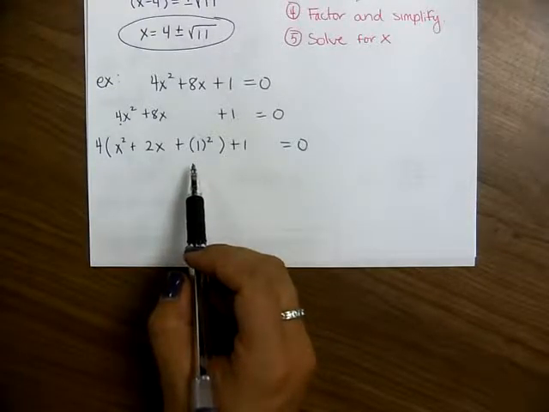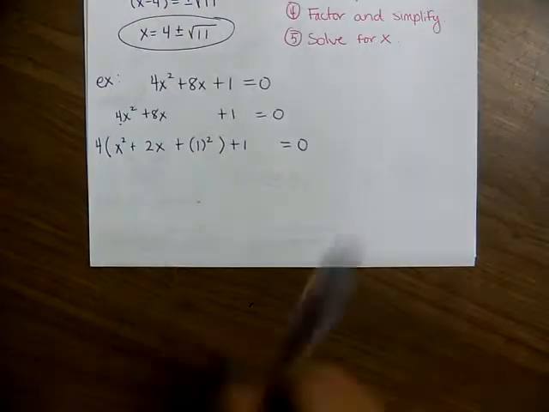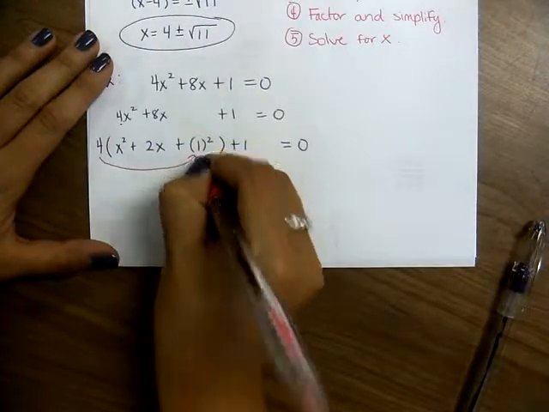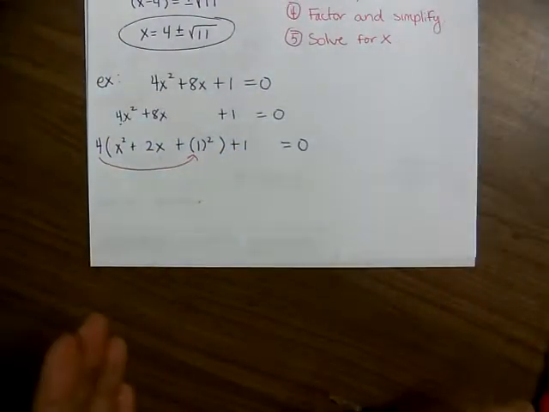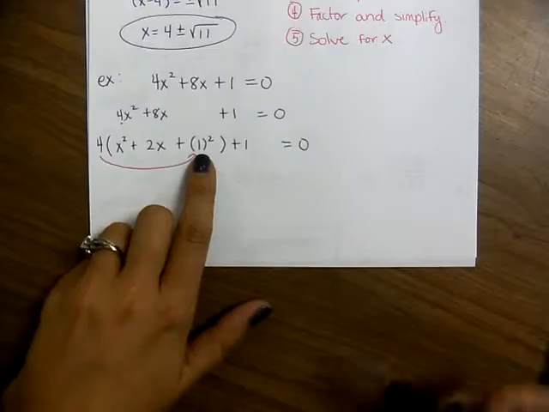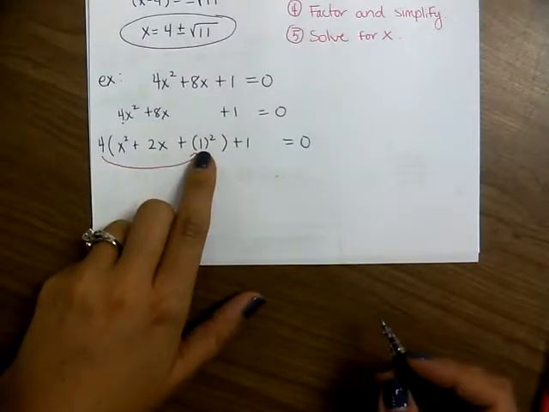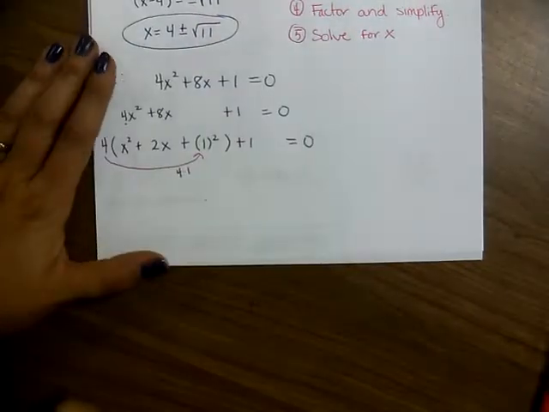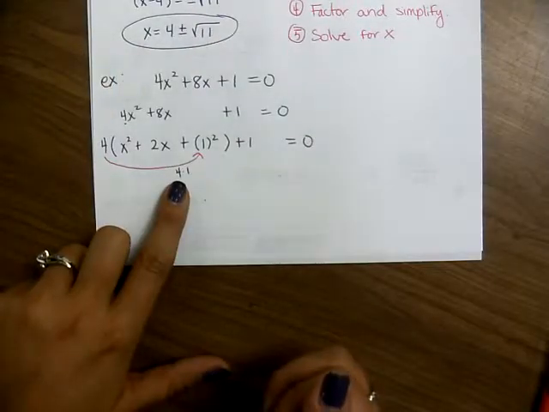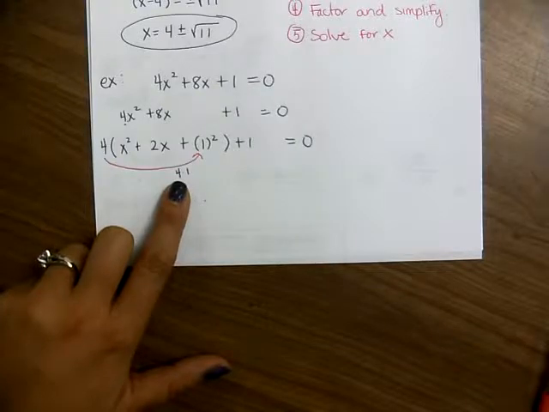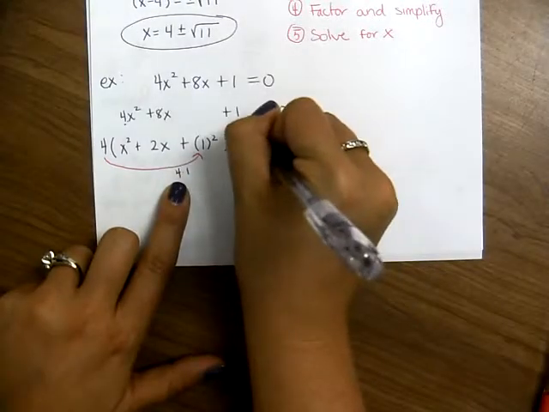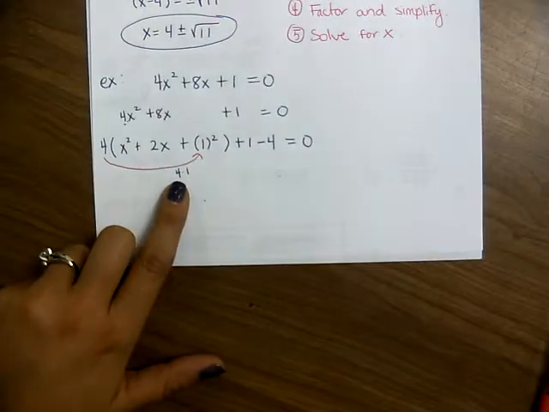Jack? That's exactly right. Okay, and this is where students forget. This 4 is getting distributed to every term within there, right? So that means I'm not really adding 1 inside. I'm really adding 4, because 4 times 1 is what I'm truly adding. So if I'm adding 4 on the inside, the only way to keep it balanced is to do the opposite on the outside. So if I'm adding 4 here, I have to subtract 4 here.